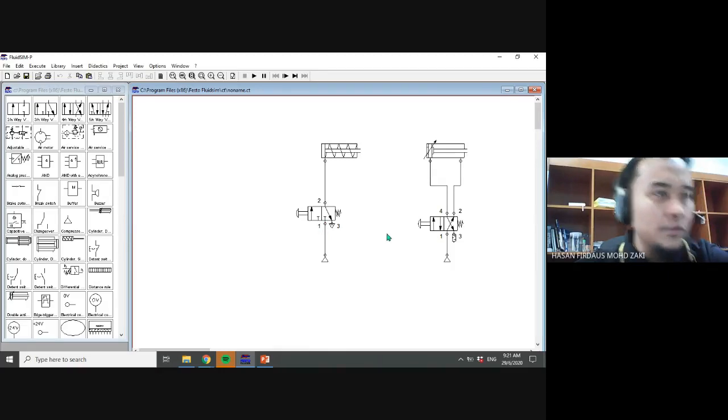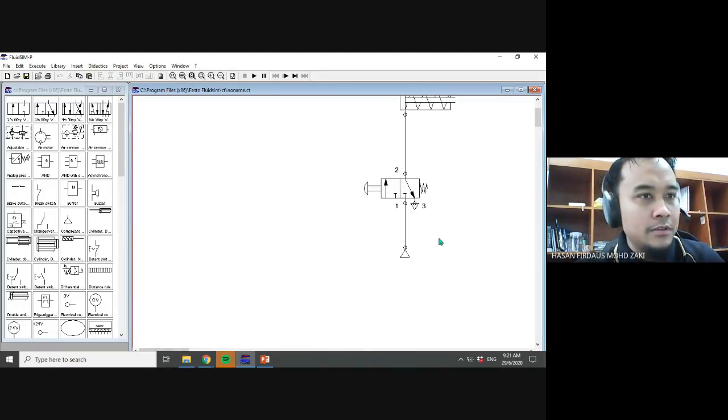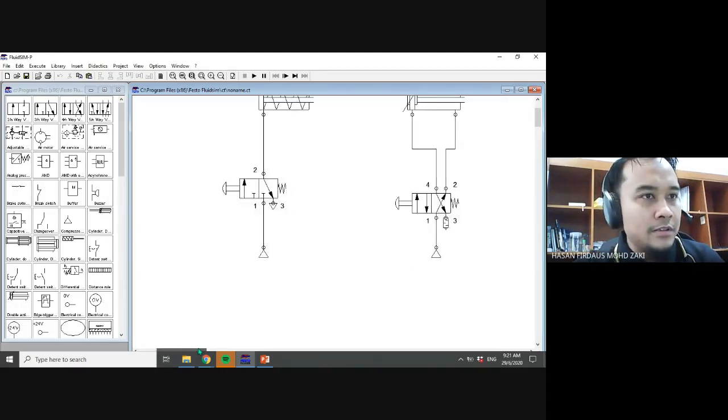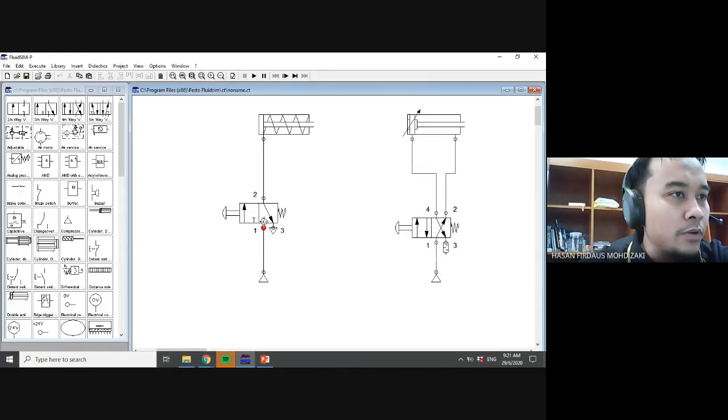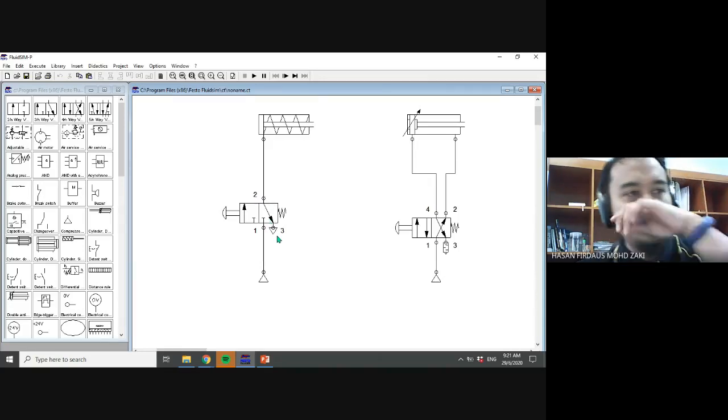So if you can see here, let me get it bigger so that you can see. Okay. So you have the port 1, port 2, and port 3 here. Okay. Okay. Let's delete this.